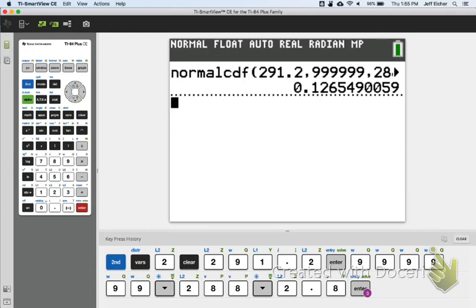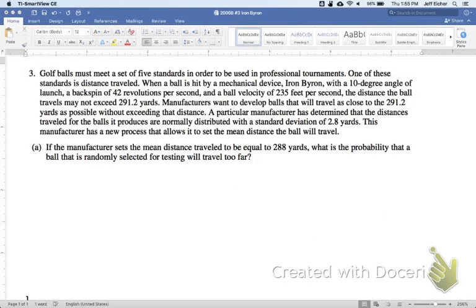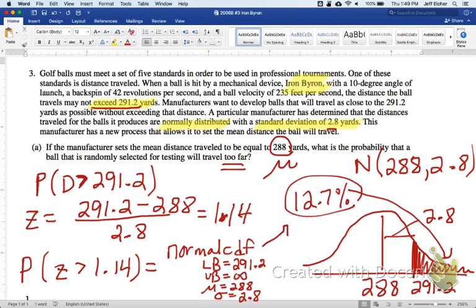That was part A. So we're going back here. So this answer, this shaded region right there, is 12.7%. It asks for a probability, so I guess technically it'd be a number between 0 and 1. So 0.127 would be the answer to A.